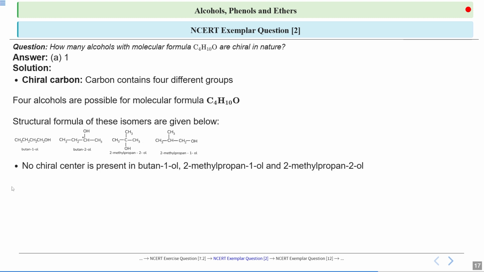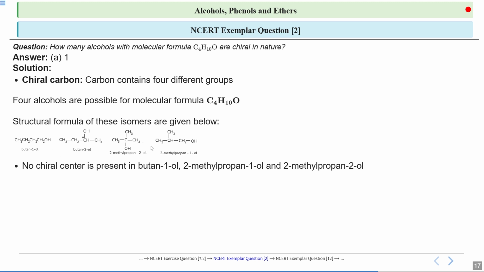So no chiral center is present in butan-1-ol, 2-methylpropan-1-ol and 2-methylpropan-2-ol. So between the first, third and fourth, no chiral center is present in these alcohols. You can see that in butan-1-ol, every carbon is attached to two similar hydrogen atoms, right?